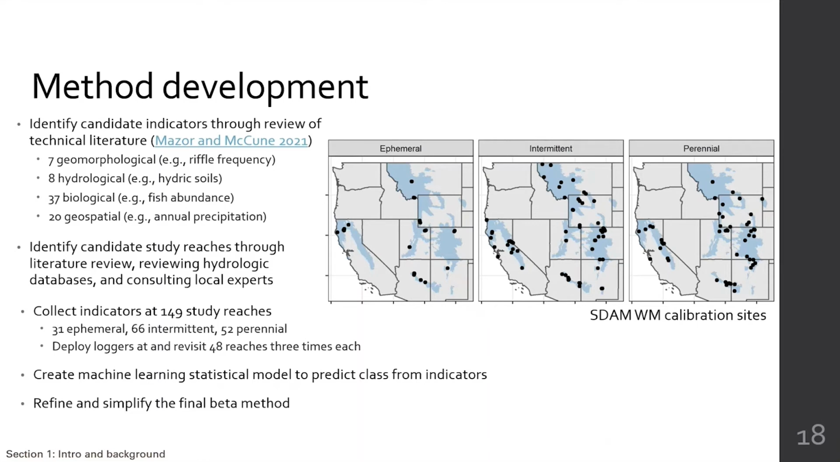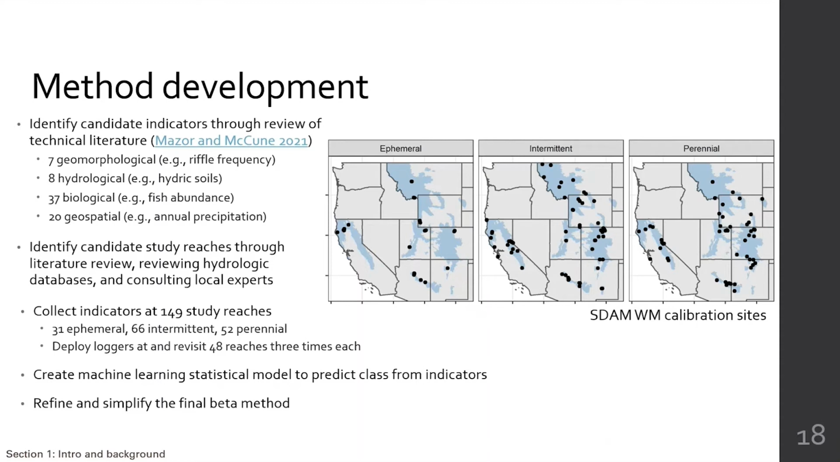We had 7 geomorphological metrics or indicators. These included things like the frequency of riffles in a reach. We had 8 hydrologic indicators, things like hydric soils. We had 37 biological indicators, things like fish abundance or aquatic invertebrates. And finally, 20 geospatial indicators. These are mostly things related to climate, but also elevation and a number of other characteristics that might relate to stream flow duration.